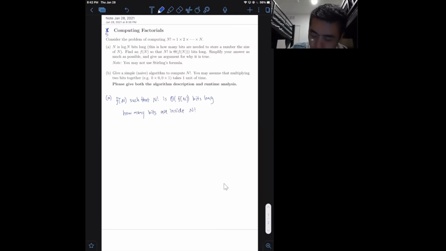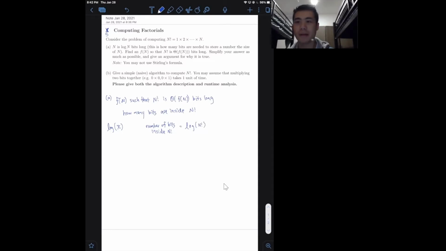Now, one principle that's important to remember is that if I have a number x, the number of bits inside x can be written as log x, okay? So the number of bits inside n factorial is basically given as log of n factorial.